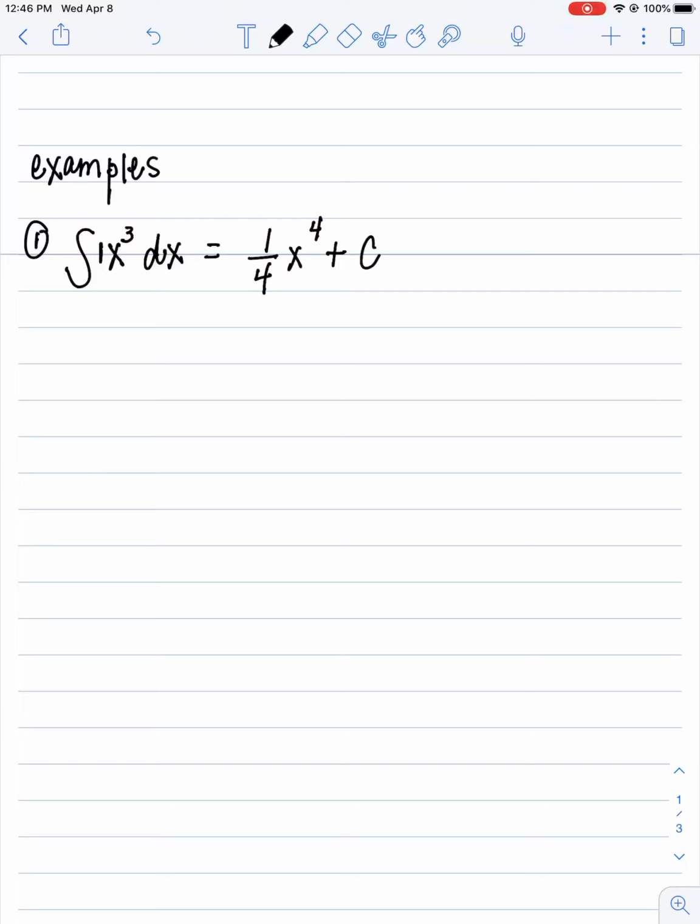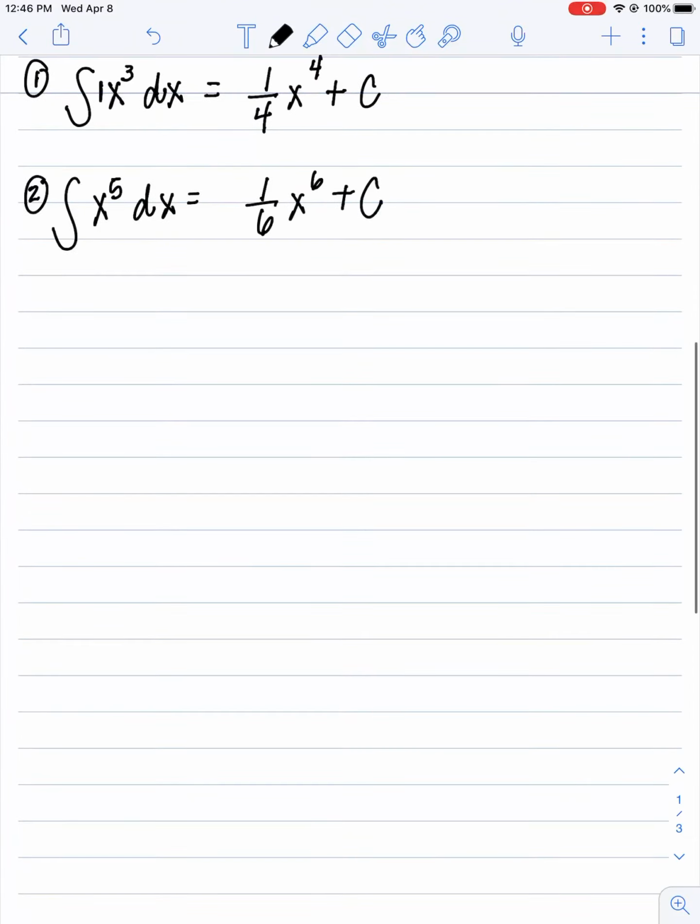I added 1 to the exponent. I got a 4. The imaginary coefficient was a 1, so it's 1 over 4 x to the 4th plus c. Let's go again. Number 2. What about x to the 5th with respect to x? So the exponent is a 5, so it's going to become a 6, so it'll be 1 over 6 x to the 6th plus c. You're exactly right.